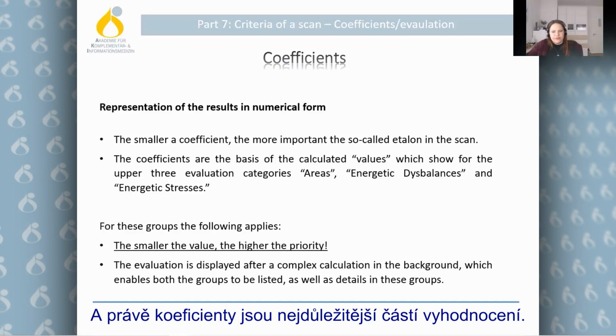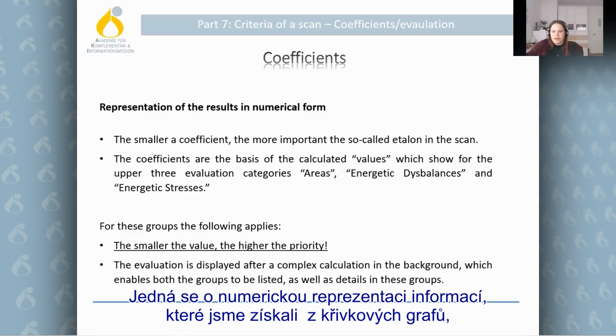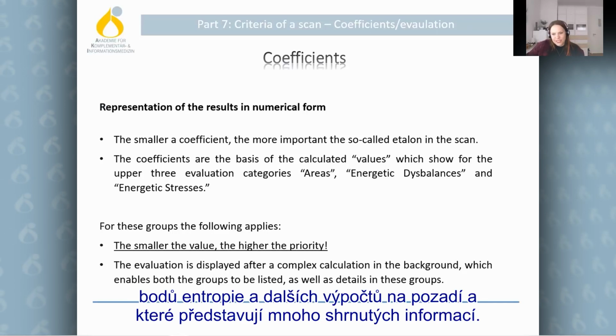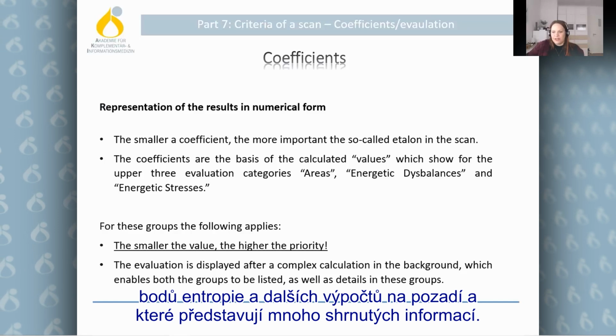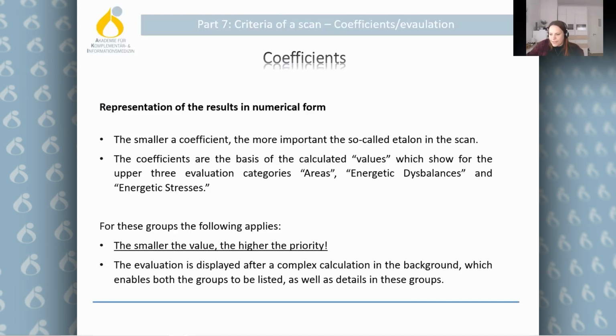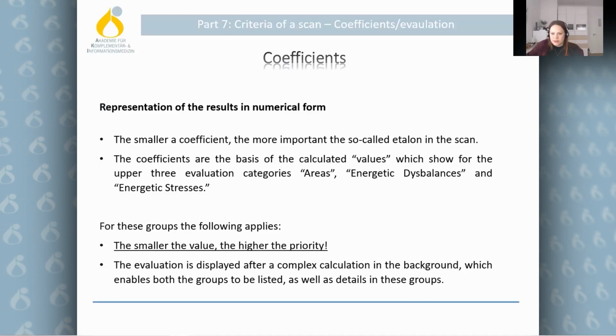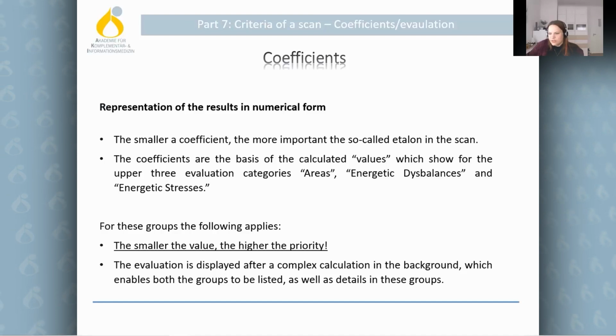The coefficients are the most important basis for the evaluation. They are numerical representations of the information we obtain from the curve graphs, the entropy points, and other background calculations. So it brings much information together. I will try to show you one evaluation before.